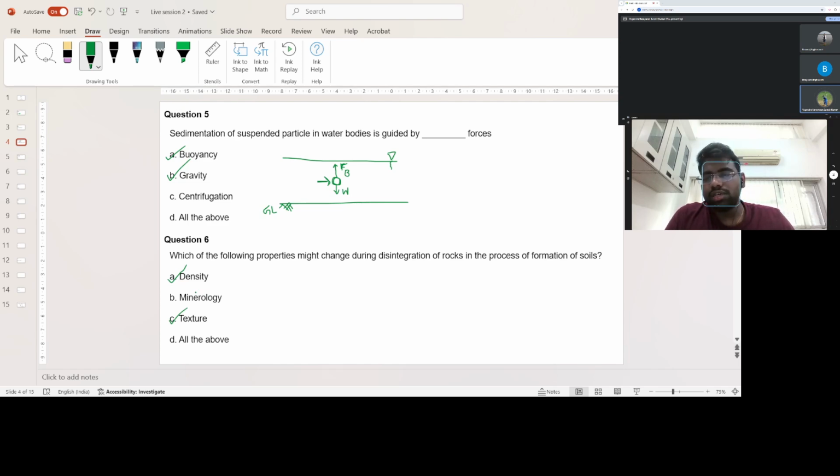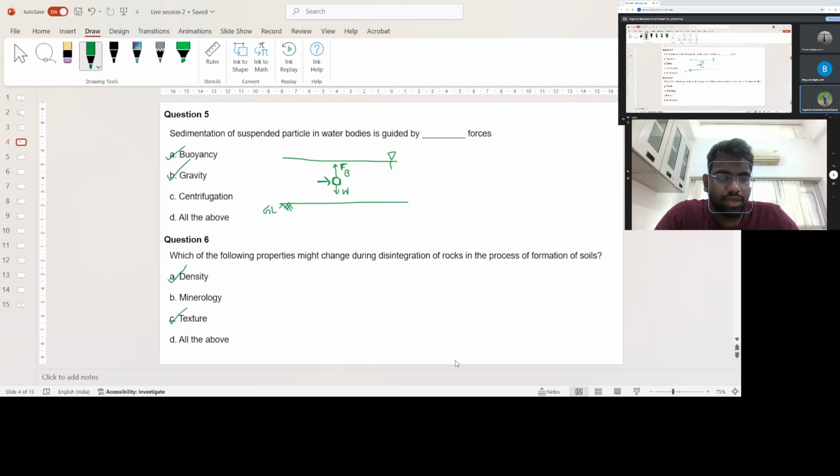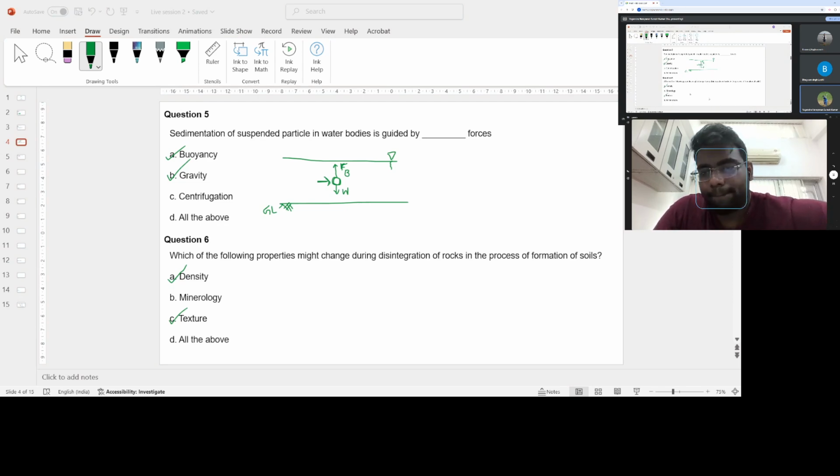And similarly, aeolian deposits are due to air or wind. So obviously, these are some of the situations where the texture gets modified. So pretty much that's it. Hope I'm clear. If you have any doubts, you can ask. Any confusions? No, it's okay. Okay.